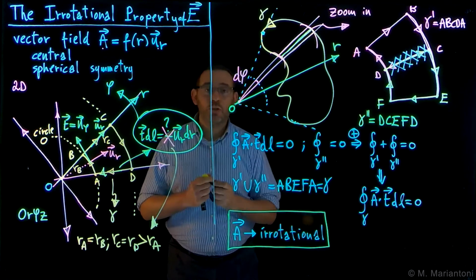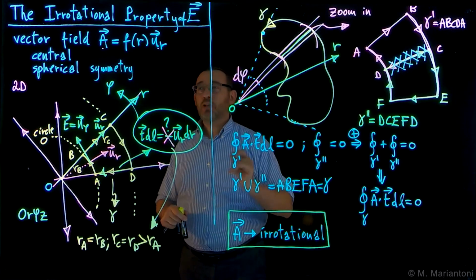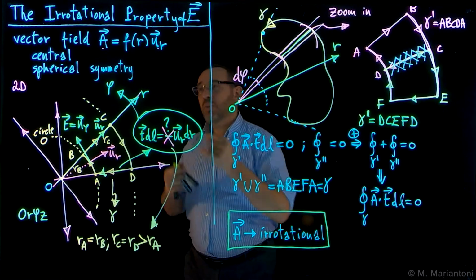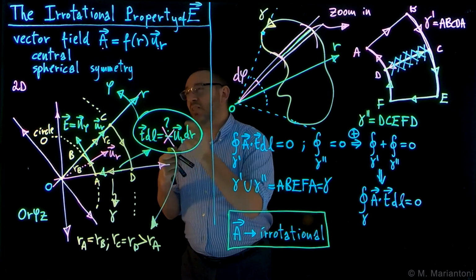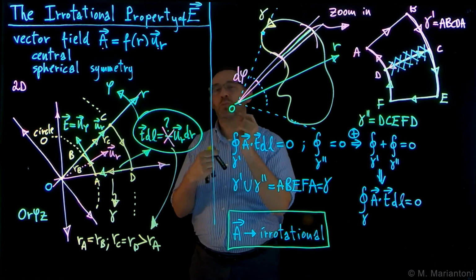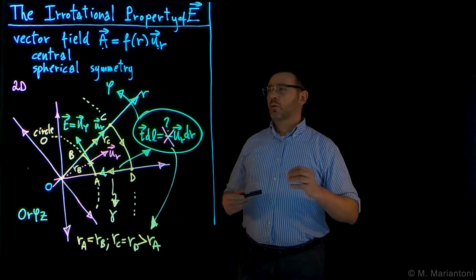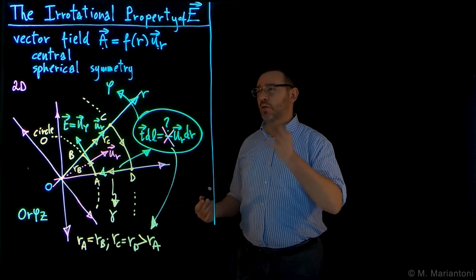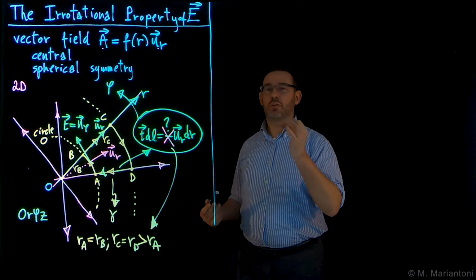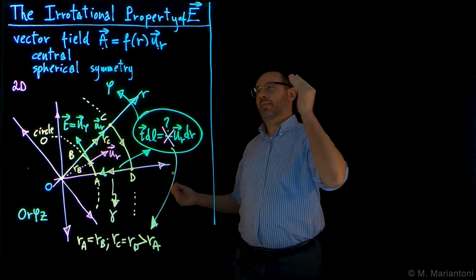All right, so what we want to do next is specialize ourselves to a special case. We want to consider a special central vector field with spherical symmetry. And what is such a special field? We already know a special type of central vector field with spherical symmetry. What is that? The electrostatic field E.